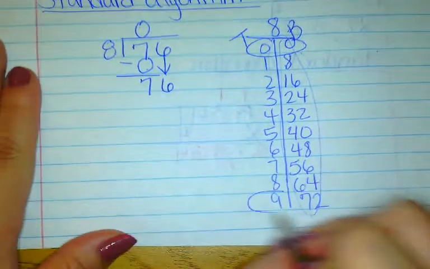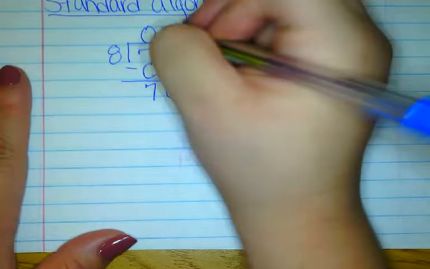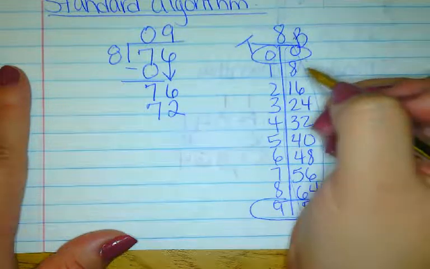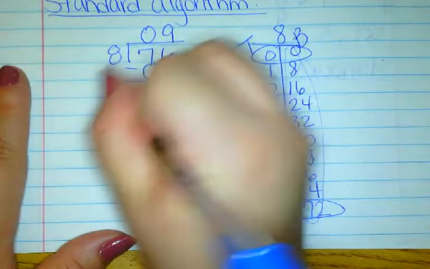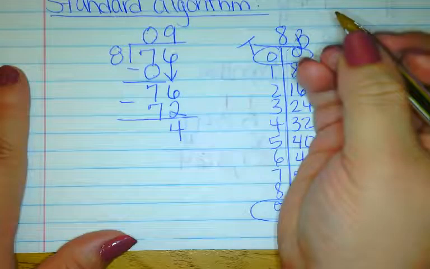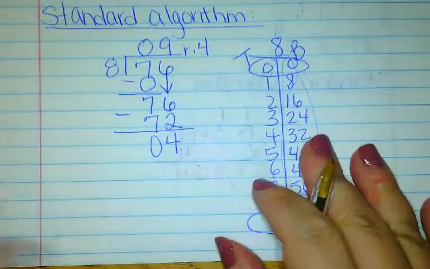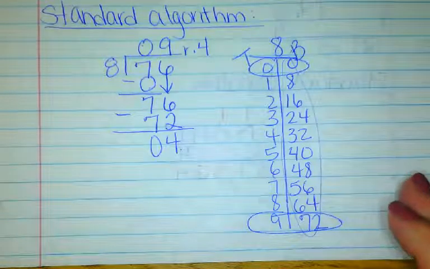72. So what goes on top? 9. Bottom? 72. Then what do we do? Subtract. 6 minus 2, 4. 7 minus 7, 0. So that's remainder 4. Did we get the same answer as we did on the top? Yes, we did. Our answer's probably correct.